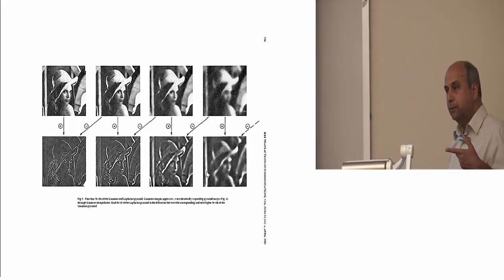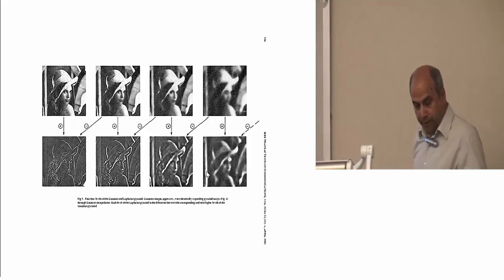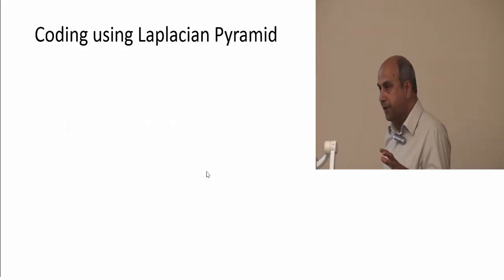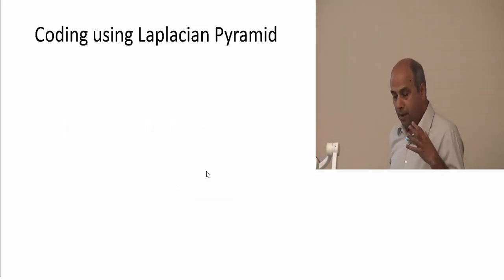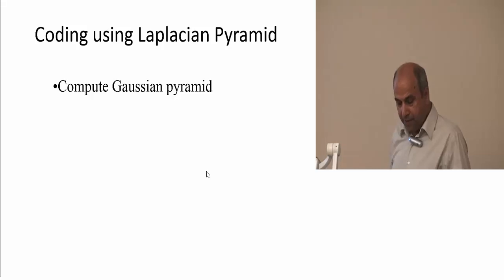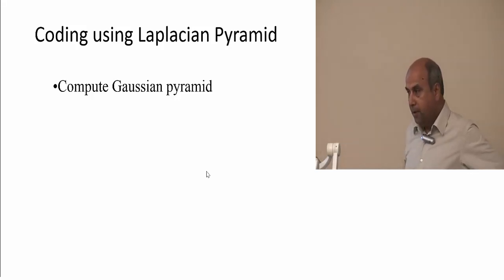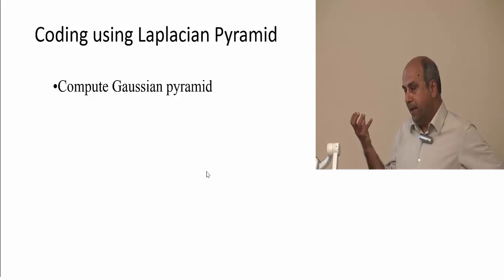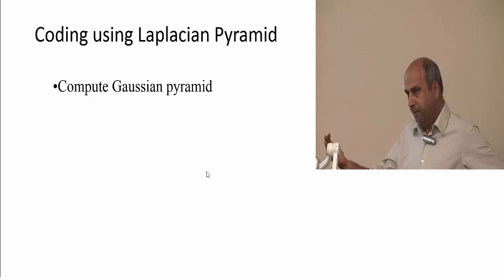Okay, any other question? Okay, so now the interesting thing is that you can use the Laplacian pyramid to do image compression, which is very nice. The idea is that you have an image and you want to compress it. Compress means you want to use as few bits as possible per pixel, like JPEG compression, and there are lots of other compression methods.